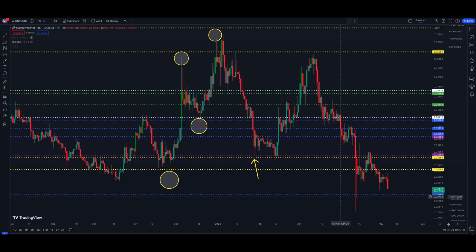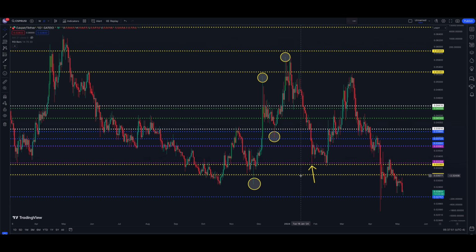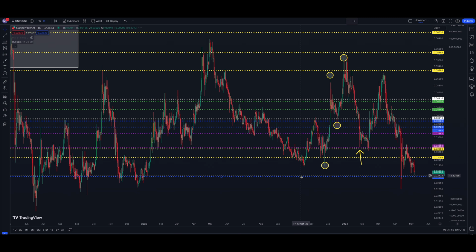And why is it important? And where do we find ourselves right now? Well, so far we have a higher low in place, at least referring back to the 12th and the 13th of April. We are sitting just above that. We hit a low today, 0.02777 it looks like. And like I said, we are just above that important area. Why is it important? Well, let's zoom out here on the Casper/Tether chart.